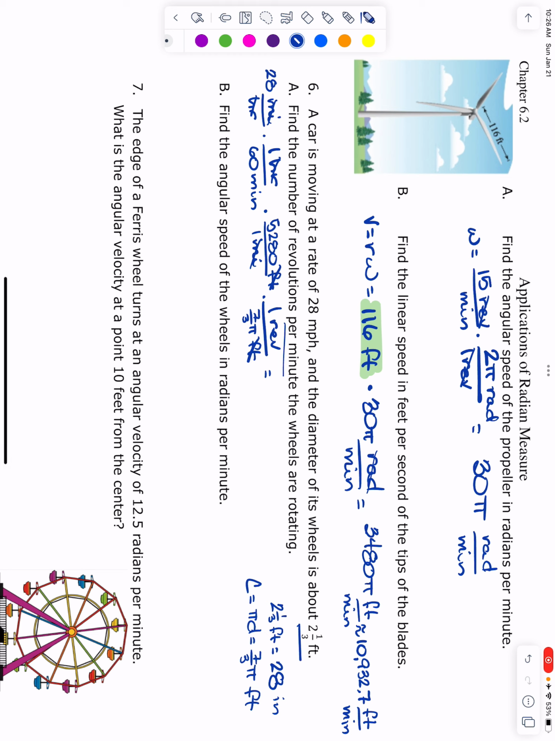We have 28 times 5,280 in the numerator. That gives me 147,840 revolutions over, I got 60 times 7/3 to multiply in the denominator, and I'm going to do that right here. 60 times 7 pi over 3. We can cancel a 3 in both. We've got 20 times 7 pi, so 140 pi.